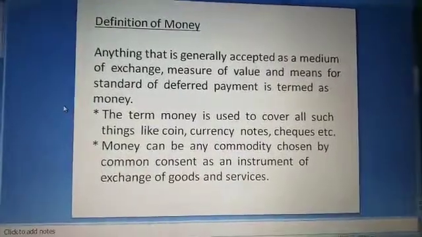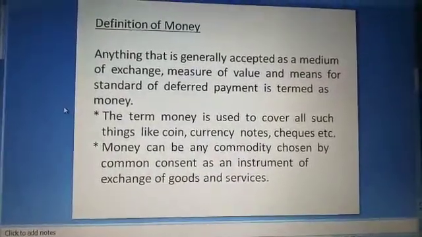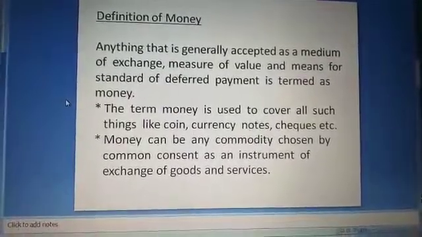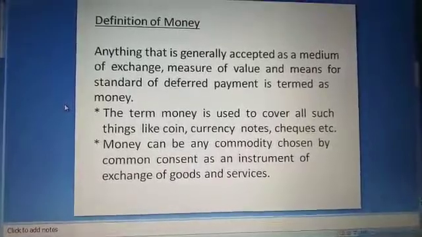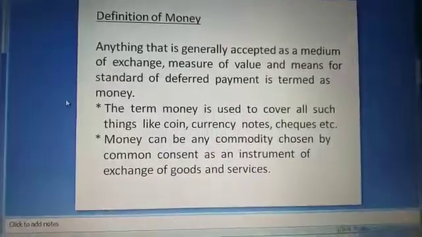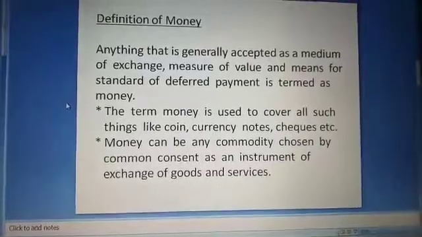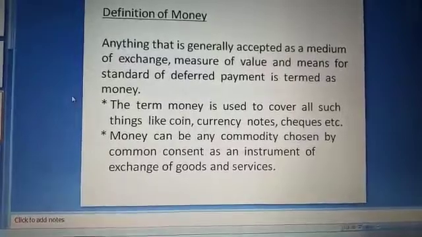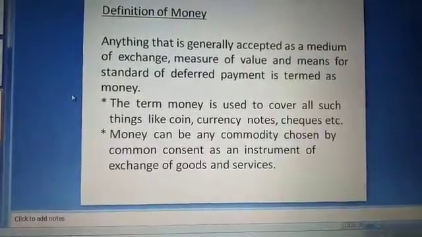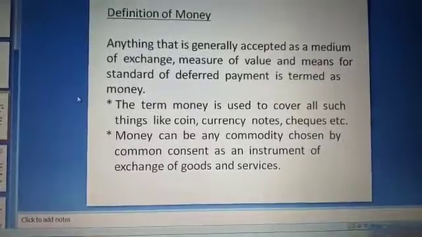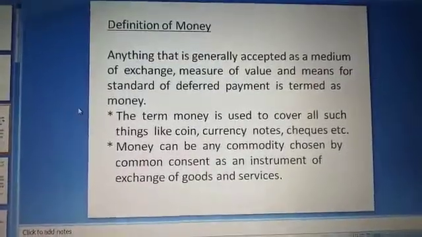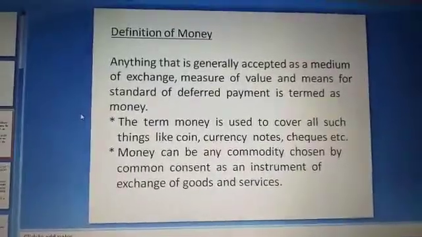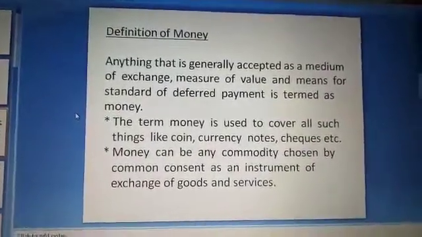Now, what is the definition of money? Money is anything that is generally accepted as a medium of exchange, a measure of value, and means of standard of deferred payment. Now, there are two things to understand in it. The term money is used to cover all such things like coin, currency notes, checks, etc. Money can be any commodity chosen by common consent as an instrument of exchange of goods and services.